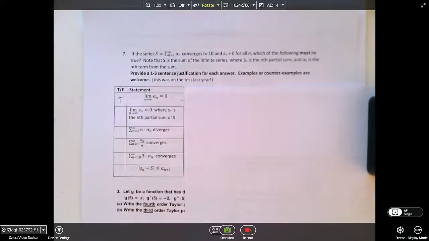Hello everyone! Since I'm not with you and some of these were on the test last year, I wanted to make sure that you knew what the answers were. So let's talk about number 7.